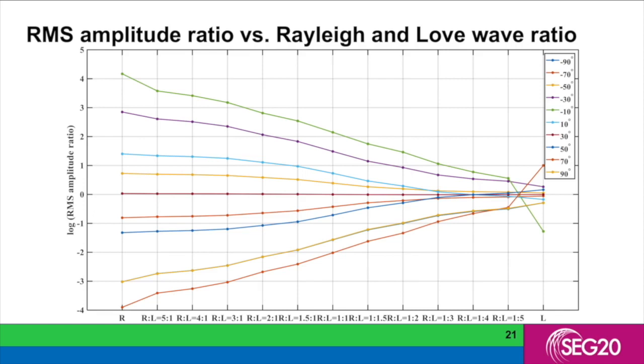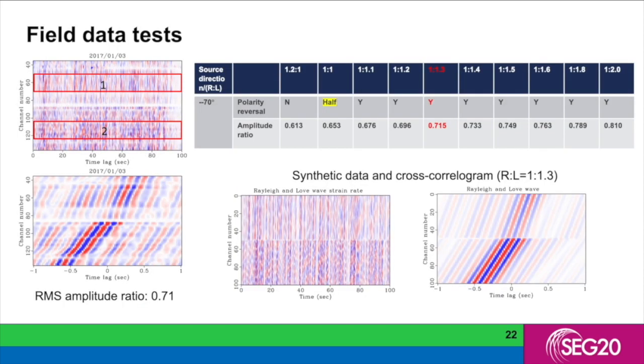This figure shows the relationship between the RMS ratio between the two legs and the Rayleigh and Love wave ratio. We can see the RMS ratio changes monotonically with the Rayleigh and Love wave ratio. From the beamforming results achieved previously, the source angle is minus 70 degrees. We model the data with different Rayleigh and Love wave ratios and calculate the RMS amplitude ratio for each data. For the real data, we also calculate the RMS ratio using the two parts of the data labeled by the red box, and the ratio is this number.